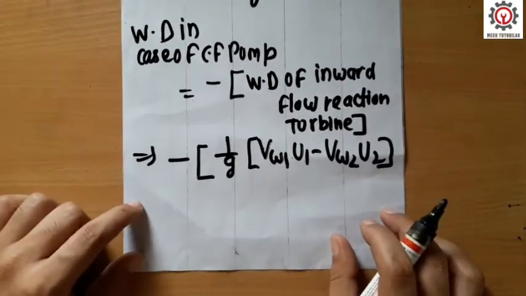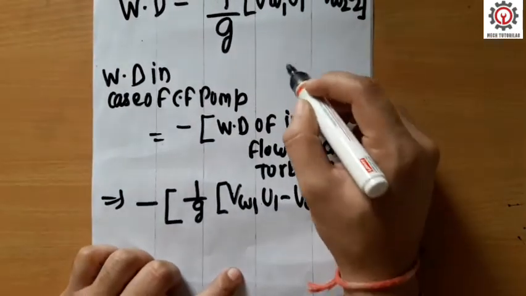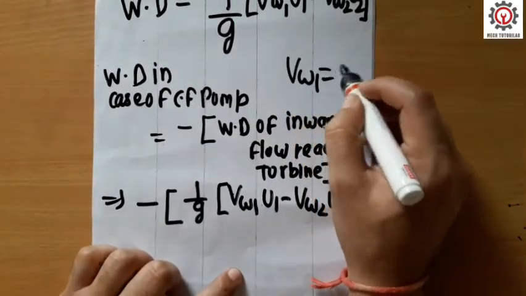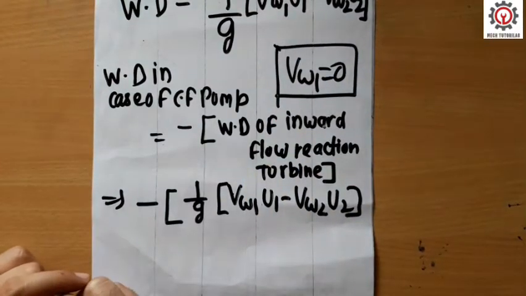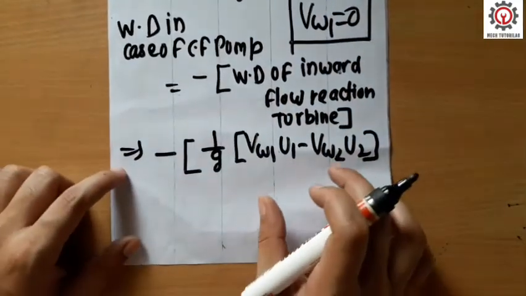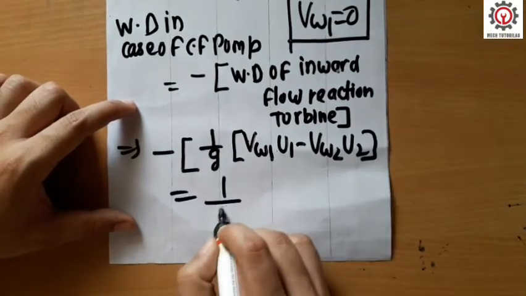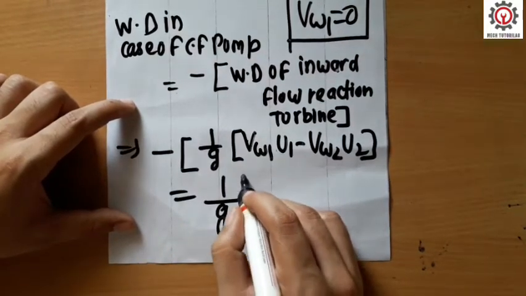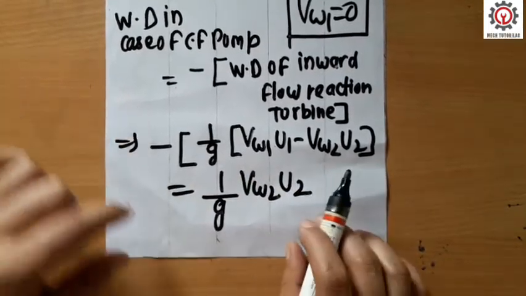But in case of a centrifugal pump, we know that V_w1, the whirl velocity at inlet, is 0, because water enters at 90 degrees to the curved vanes, so there can't be any tangential component theoretically. So V_w1 is 0, and the expression will become 1 by g, V_w2 U2, where minus minus will become plus.